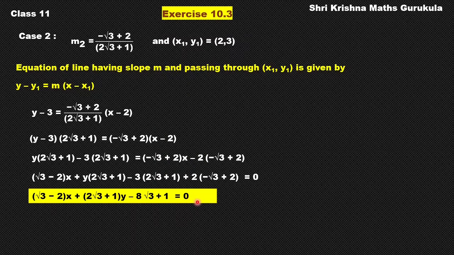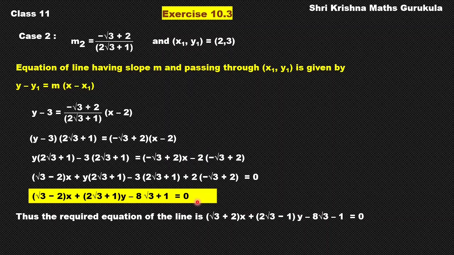So when we found the slope of the line, we got two different slopes. So we had to find the equation of the line in both the cases. So we have found the equation of the line, that is root 3 plus 2 into x plus 2 root 3 minus 1 into y minus 8 root 3 minus 1 is equal to 0, or it is root 3 minus 2 into x plus 2 root 3 plus 1 into y minus 8 root 3 plus 1 is equal to 0.